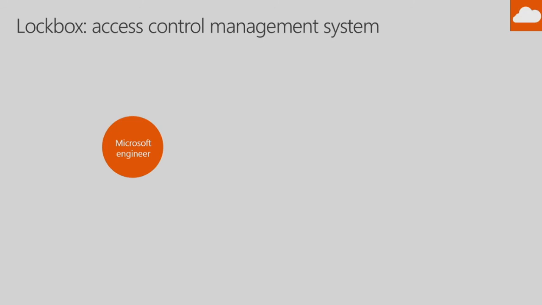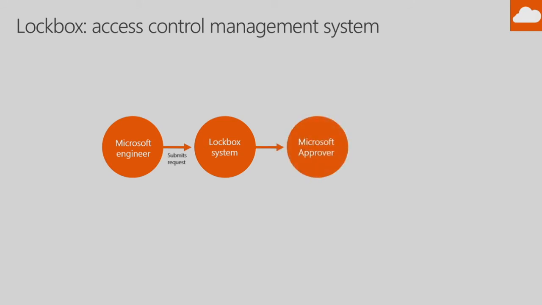When a Microsoft engineer wants to do something in the service, he submits the request to the lockbox system. The lockbox first does its first level of due diligence. It may say that, hey, Raji is trying to do something in the service, but Raji is on vacation, she should not be doing things. Then it filters out my request right there. But once it passes the basic lockbox gate, then it's sent to the Microsoft approver.